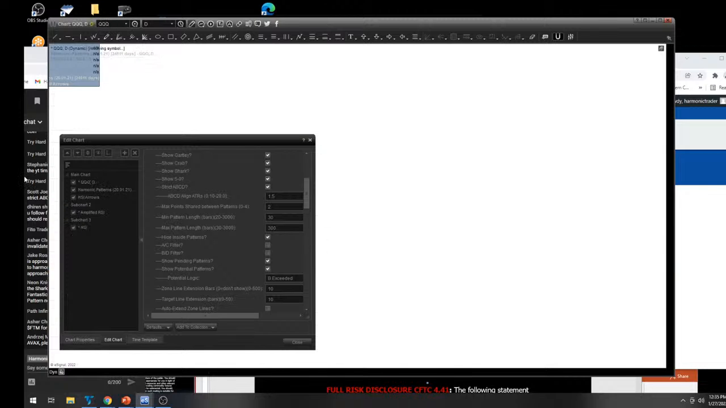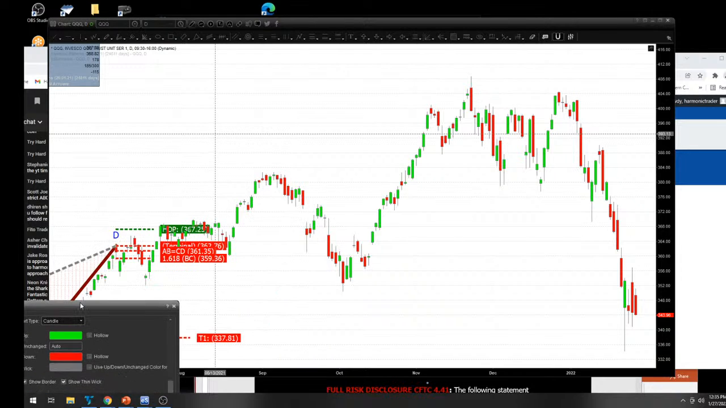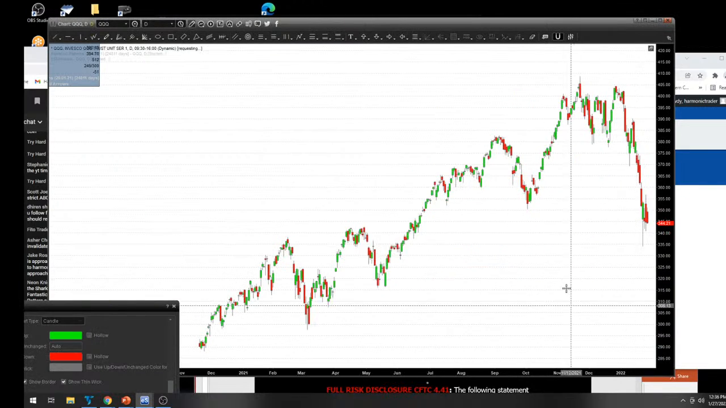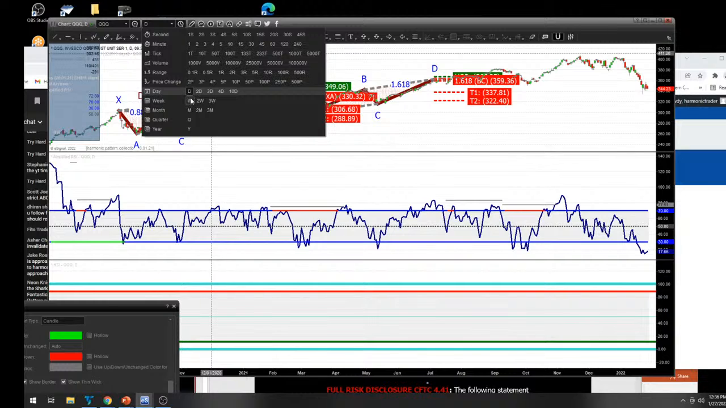Let's go to the QQQ, because I think it's been good to look at these ETFs, to get that other perspective. I mean, devastated, it's 886 off the swing. Go to the weekly.